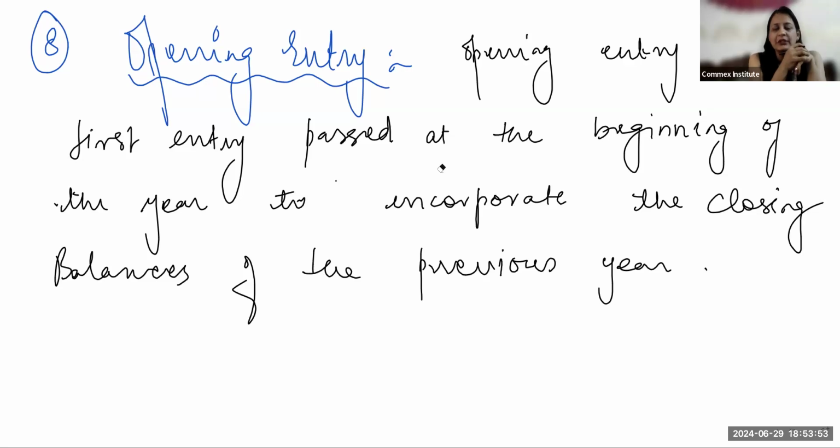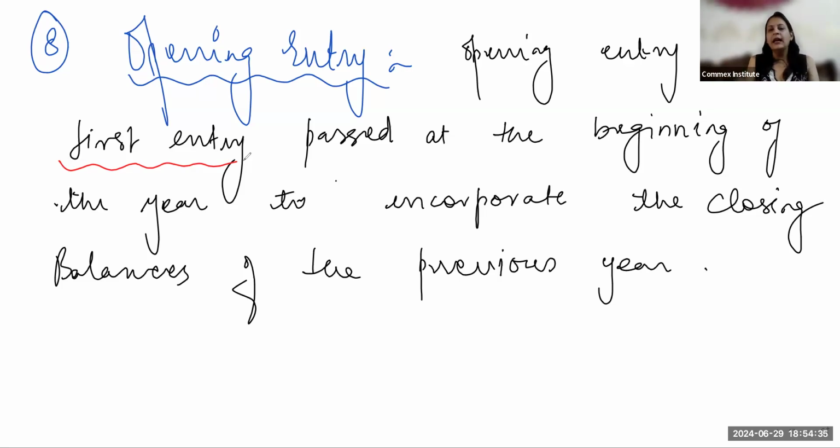So opening entry is the first entry which will be passed in our books at the beginning of the next year. Opening entry is the first entry which is passed at the beginning of the year to incorporate the closing balances of the previous year. Like if I had cash balance of 10 lakh with me on 31st March 2024, that will become my opening cash balance of 1st April 2024 when my new year is starting, which is 24-25. So whatever is our position on 31st March, the closing balance sheet will become our opening balance sheet on 1st April.